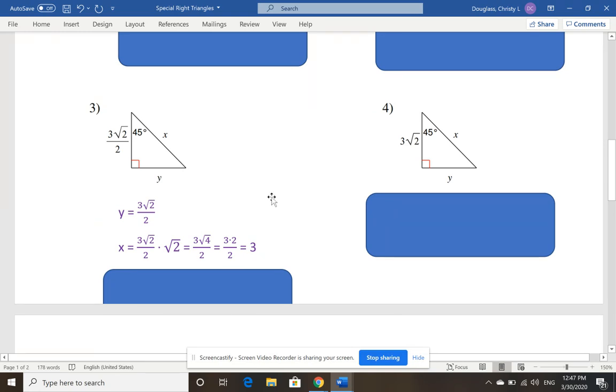Now, if you did not get a chance to pause for question 4, or maybe you tried and now you have a little better idea, see if you can attempt question 4.